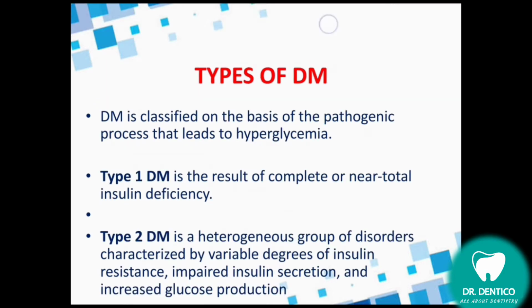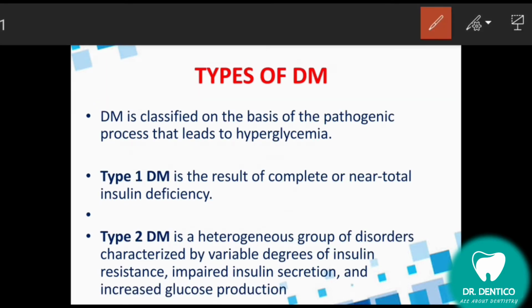Now we will see the types of diabetes mellitus. Diabetes mellitus is classified on the basis of the pathogenic process that leads to hyperglycemia. It means we first have to see the pathogenesis of diabetes mellitus, and due to that the hyperglycemia situation occurs. So first is type 1 diabetes mellitus, type 2 diabetes mellitus, and apart from this there are some other types of diabetes mellitus also.